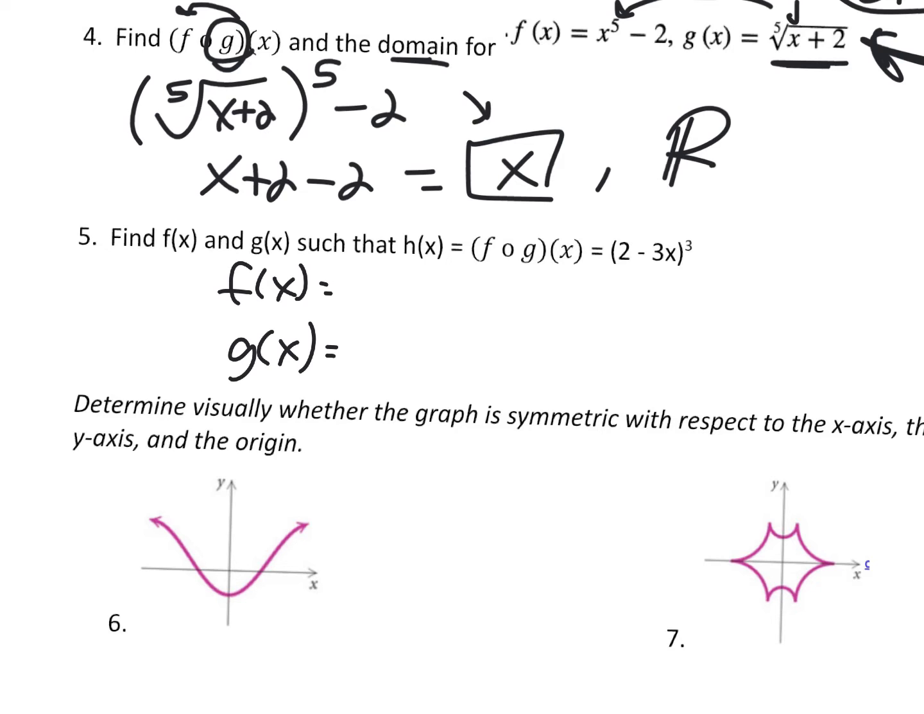So what I'm going to do is, just looking at this for a second, I'm going to say the first one, f of x is x cubed. And I'm going to let g of x be 2 minus 3x.